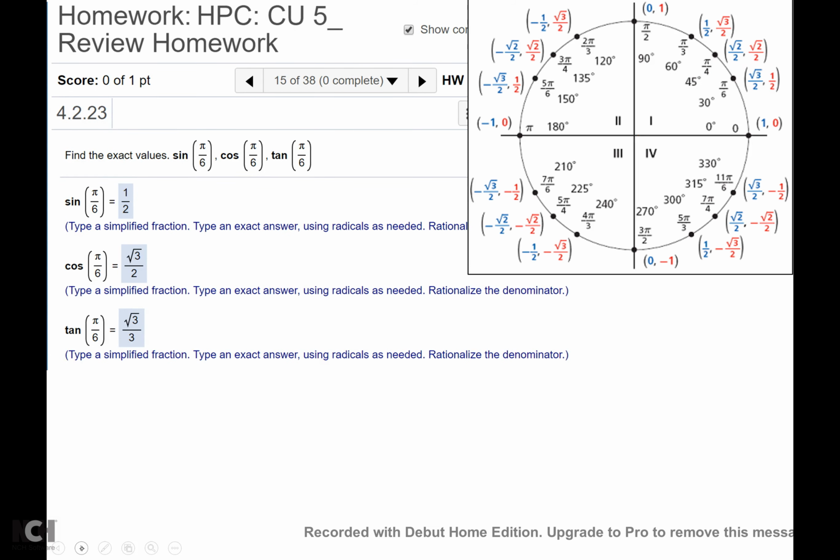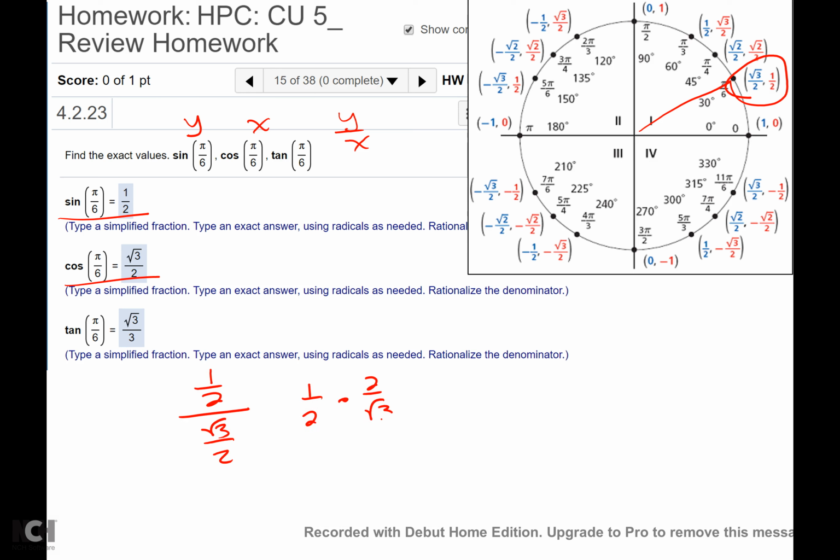Alright, this one: sine of pi over 6, cosine of pi over 6, tangent of pi over 6. Again, we're in the unit circle, where sine is y, cosine is x, and tangent is y over x. So if I go to pi over 6, x is the square root of 3 over 2 and y is 1 half. So sine is 1 half, cosine is the square root of 3 over 2, and tangent is y over x. Keep, change, flip. The 2's cancel, and I have 1 over the square root of 3. Rationalize, which gives me the square root of 3 over 3.